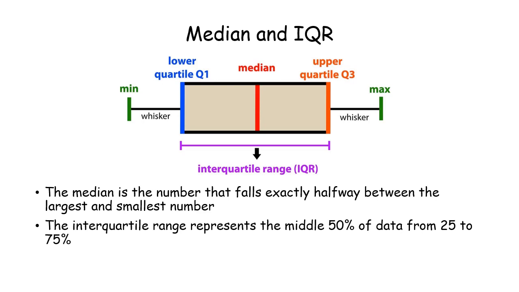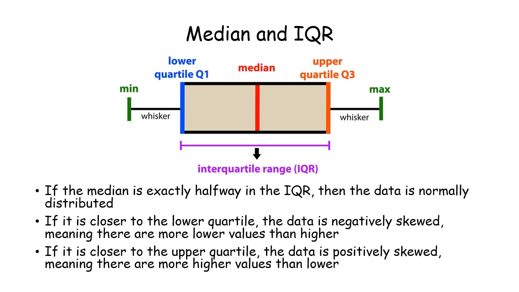If the interquartile range is big, it suggests that there is a large variation in your data. If it's small, it suggests that there is a small variation between your data points. If the median is exactly halfway between your interquartile range, it means your data is normally distributed and usually representative of a population.